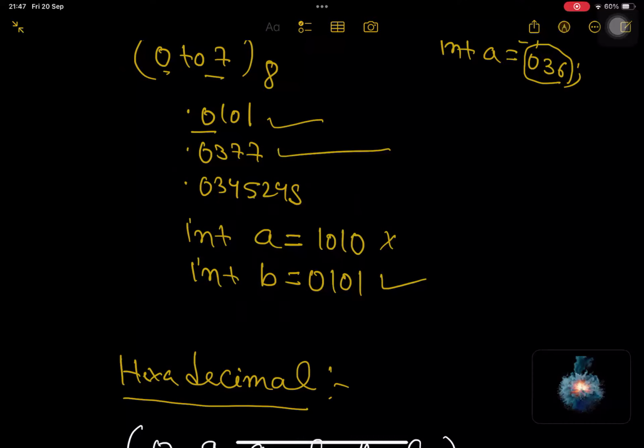0345 is also octal. But exactly what is not octal here? Let us assume I take int a equal to 0, I started with 0, then 3, 6, and 9. Can any of you say whether this is an octal literal or not?